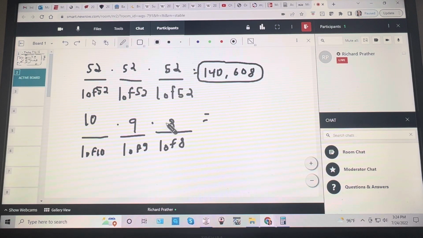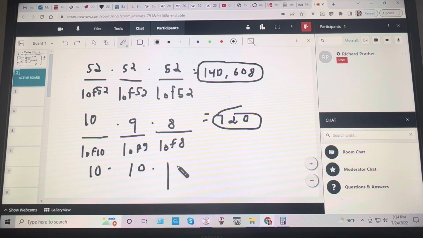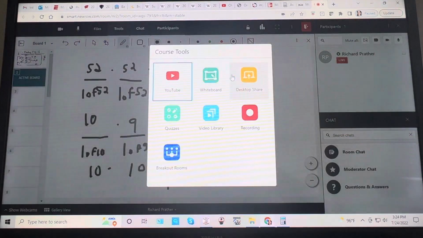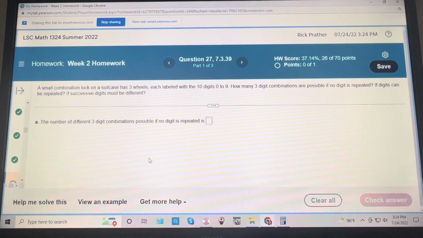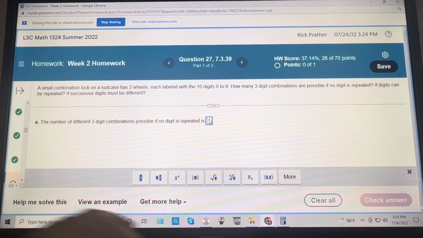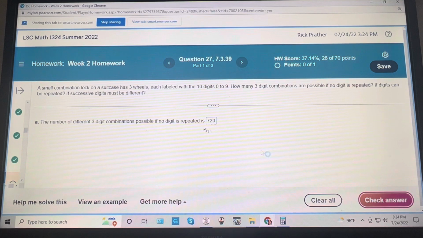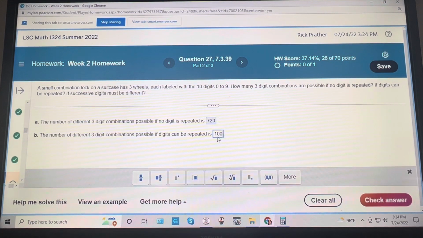Since 9 times 8 is 72, 72 times 10 is 720. If you can repeat, then it's just like this previous problem, 10 times 10 times 10. So there's 1,000 different combinations on one of those locks. Unless you can't repeat, which they let you repeat. They don't put any restrictions on those things when you buy them in the store, but somebody could arbitrarily decide that they don't want any repeats. So if no digit is repeated, there's less ways to do it, 720. If you can repeat, then it's 1,000.